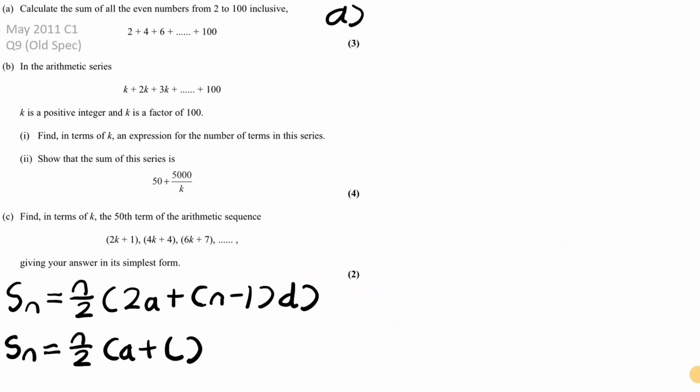Okay, so I think this is quite a good question from one of the old spec papers. I've given you the formulas down here for Sn because they're given to you in the formula booklet, so you have access to them in the exam. If you want to have a go at this question yourself, pause the video now and I'll go through the answer.